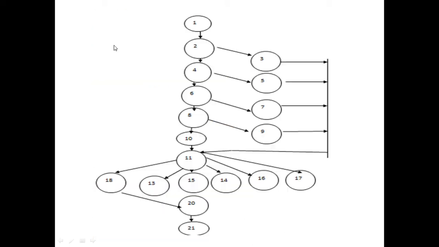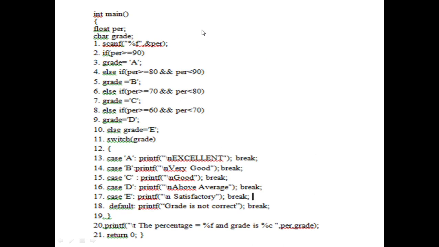So here, from statement 1, the DD graph starts from 1. After statement 1, it will go to the second statement. Now the second statement is a predicate statement. As I told, the predicate statement will have either a true or false output. Now this is the if statement. If percentage is greater than 90, it should go to line number 3, that is grade is equal to A. Else it should go to line number 4.